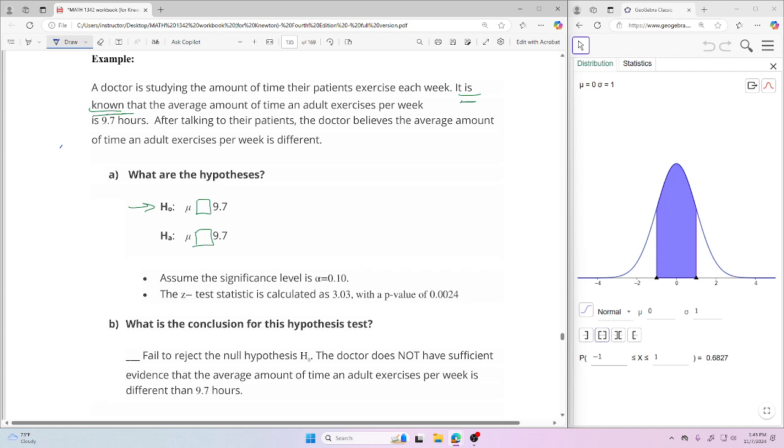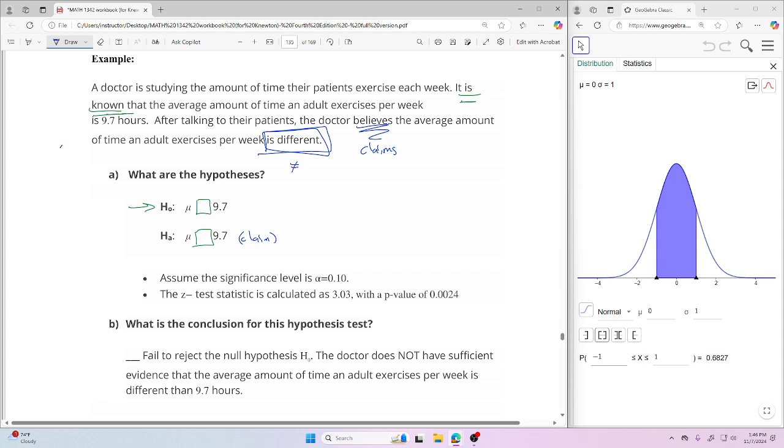So, after talking to their patients, the doctor claims that the average amount of time an adult exercises per week is different. Oh, there's a key word right there, "is different." So this is going to be the claim down here, always the claim in the bottom. But what does "is different" mean?